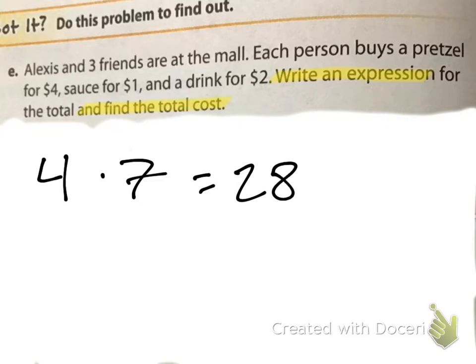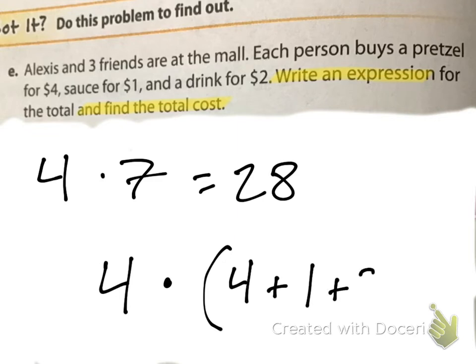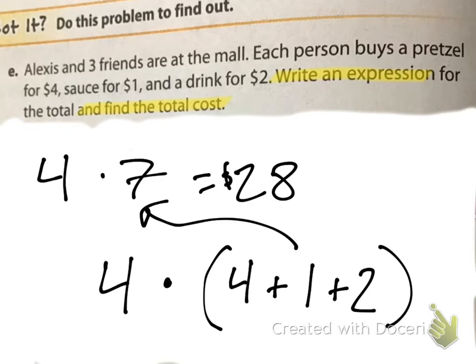However, our expression would look something like this. 4 times, and we can put in our parentheses how much they spent: 4 plus 1 plus 2. That's it. That's our expression. Because then we simplify that to the $7 and we get our total of $28.